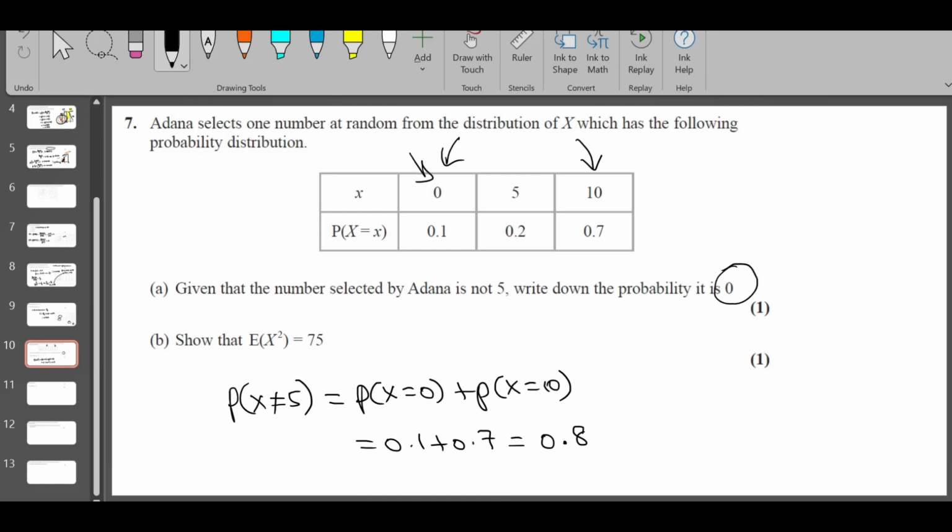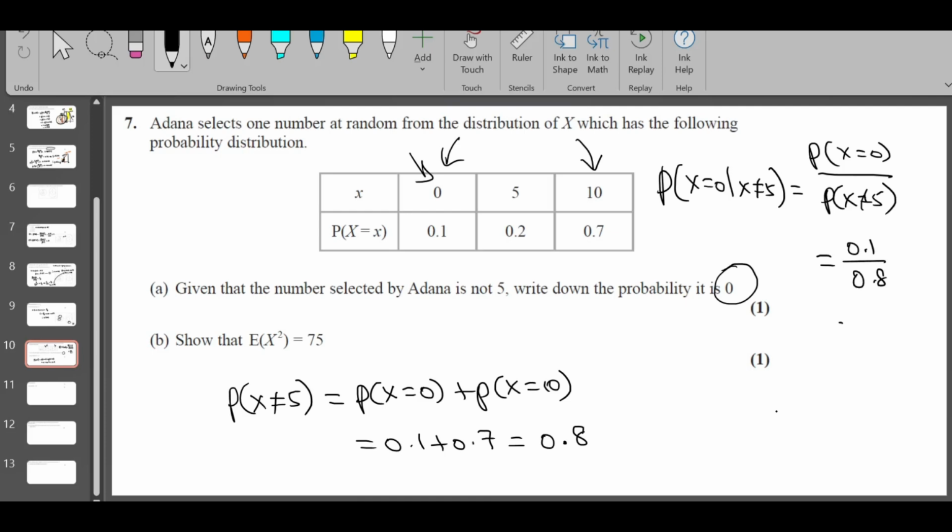She has chosen 0. It's like a conditional probability actually. So basically we need to find X is 0 given that X is not equal to 5. So on top we need to do X is 0 intersection X is not equal to 5, which is the same as X is 0, divided by X is not equal to 5, which is 0.1 divided by 0.8 is 1/8. It's a conditional probability, but just a 1-mark question.